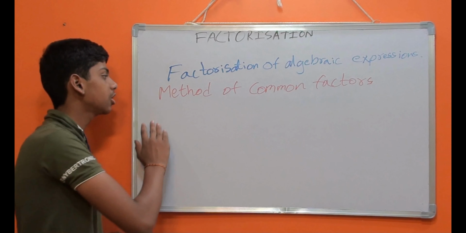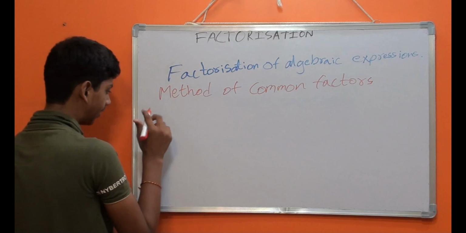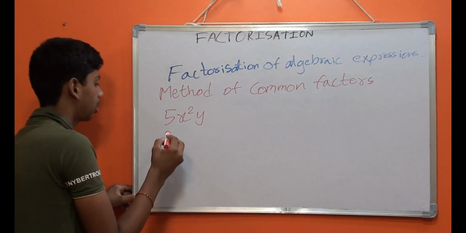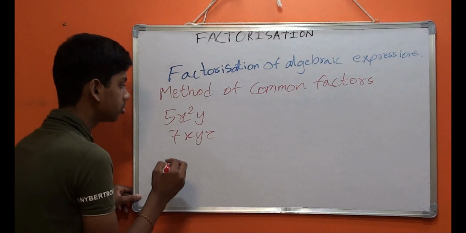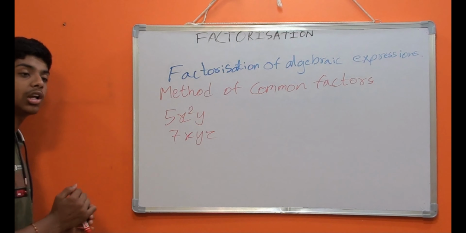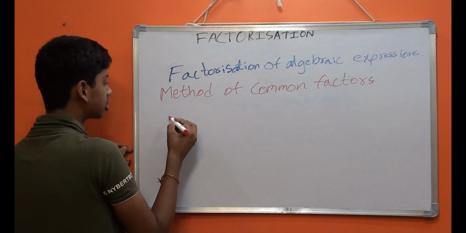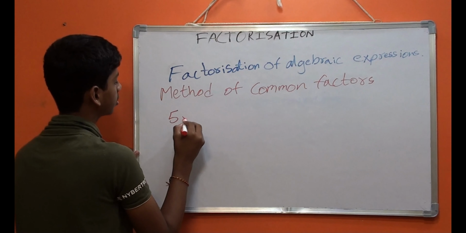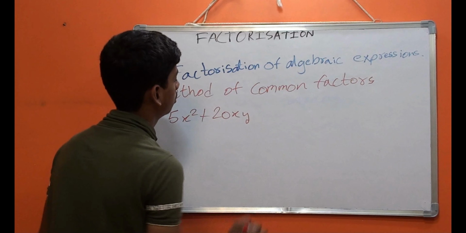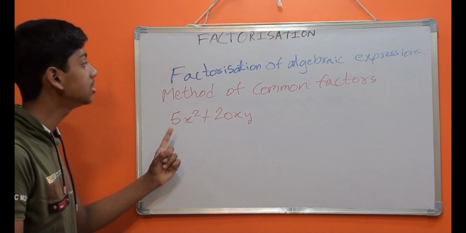So friends, now let's learn about the method of common factors. Before, you learned how to factorize expressions like 5x square y and 7xyz. Now let's learn how to factorize different expressions. Let's take an expression like 5x square plus 20xy. So this is the expression. Now let's learn how to factorize it.